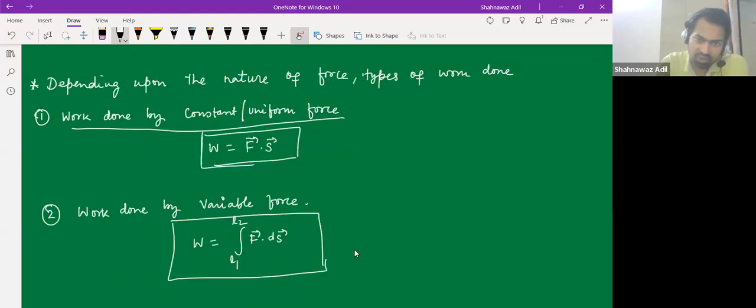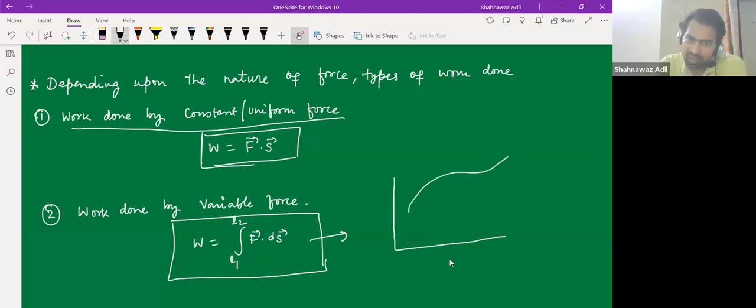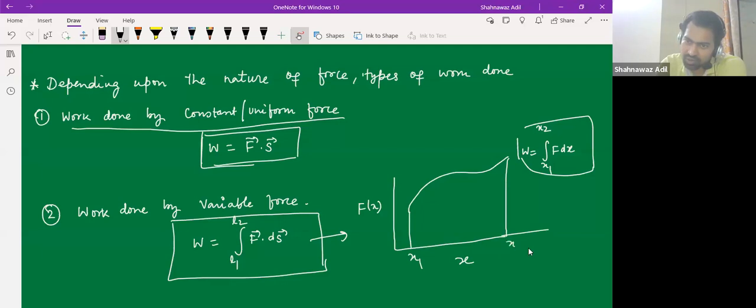And the geometrical representation of this is, let's say you have a force, working in the x direction, and this is force f(x). So when you calculate this integral, the integral of f dx from x1 to x2, it is represented by this diagram. This is x1 and this is x2. So the area under this graph, this area.